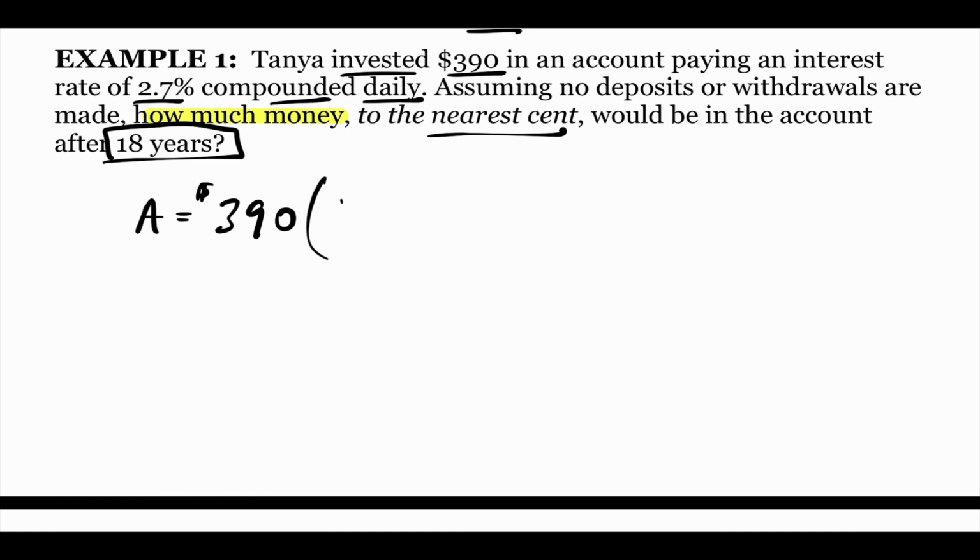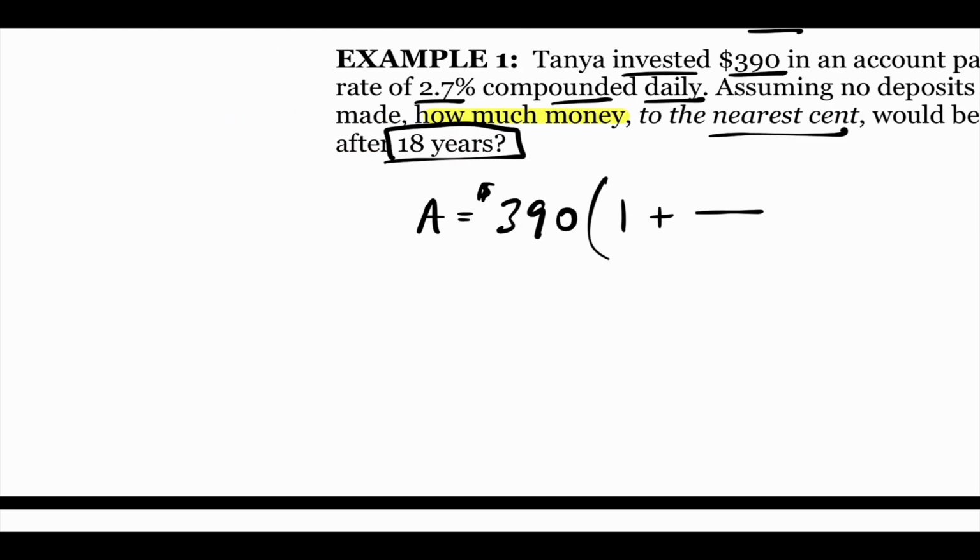Okay? Parentheses, 1 plus R. R goes on top. R is the rate. The rate is 2.7, right? We don't put percents. We put rates, R. So 2.7%, I need to divide it by 100 or move the decimal. So when you do that, you're going to get 0.27. That's the number I need to put on top.